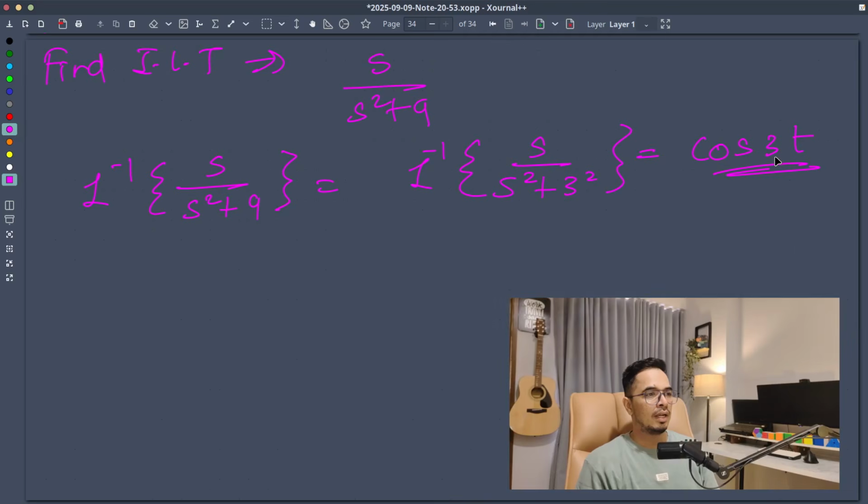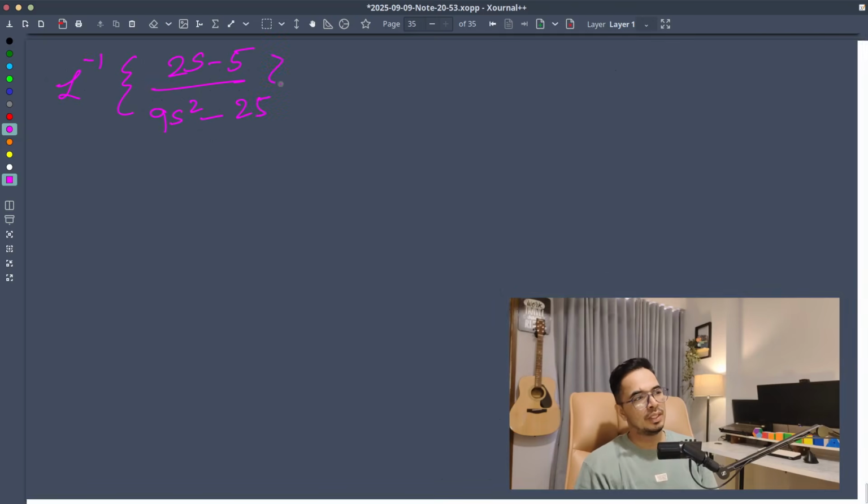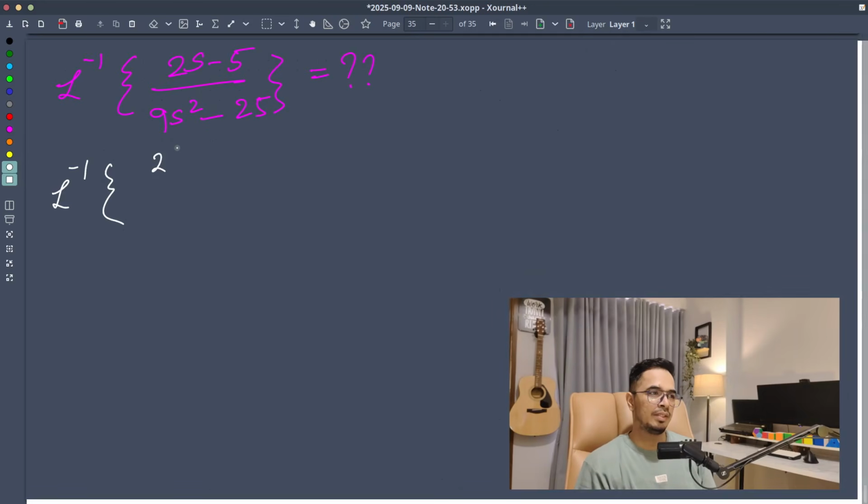Right? And if we then look at maybe the inverse Laplace transform of (2s - 5)/(9s² - 25), we would have 9s² - 25 at the denominator. Eventually, if you look at it again, it should come to you that at the denominator, 25 is also 5 square and 9s² is (3s)². So somehow I need to relate both of them, the numerator and the denominator, so that I can simplify them.